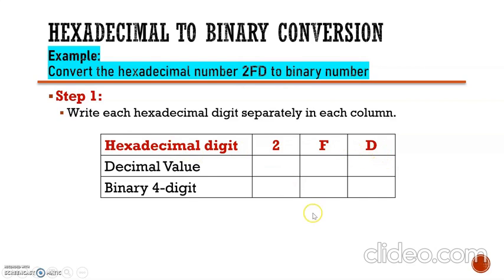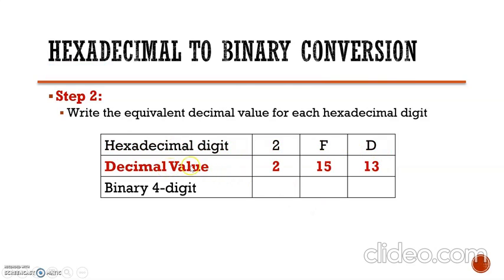Okay, and then the second step, we have to find the decimal value which is equivalent to the hexadecimal digits in the first row. So 2's decimal value is 2. F's decimal value is 15. Okay, if you are not sure about this, please write down A, B, C, D, E, F and write 10, 11, 12, 13, 14, 15 so that you will not make a careless mistake. And D is represented by 13.